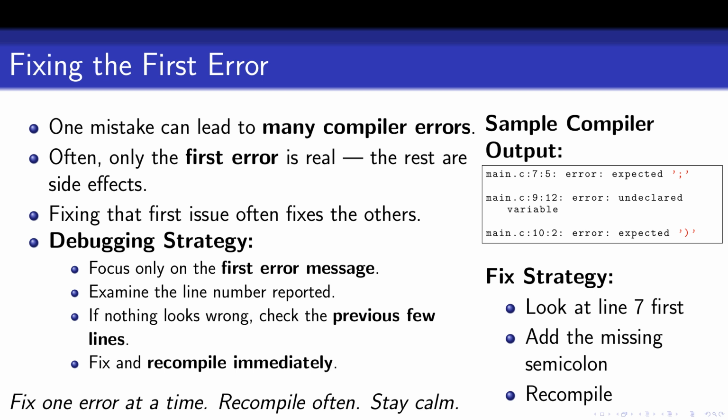Start by fixing the first error, then recompile. Often, many of the later errors will vanish. This first error first strategy is especially useful when you're just starting out. It helps you stay focused, keeps you from chasing your tail, and makes the debugging process far less frustrating. Remember, compile frequently, fix one error at a time, and build your code up gradually.